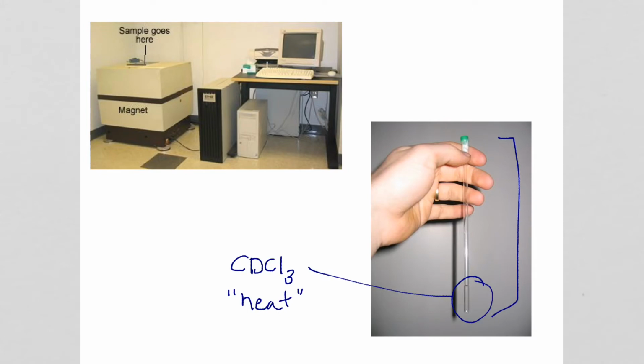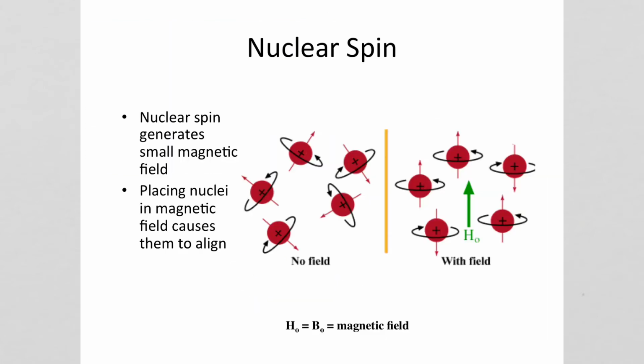And the NMR is pretty easy to operate, and we will be training you in the use of the NMR over the next couple of weeks. So what happens when you put your NMR sample into the magnet? Well, the first thing you need to recall is that all the nuclei in atoms are spinning at all times. And when charges spin, they generate a small magnetic field.